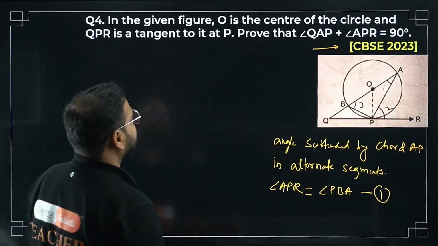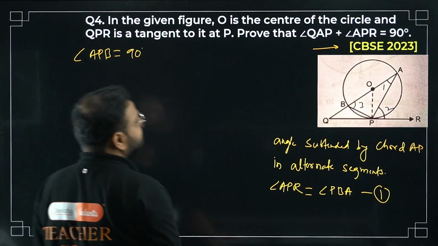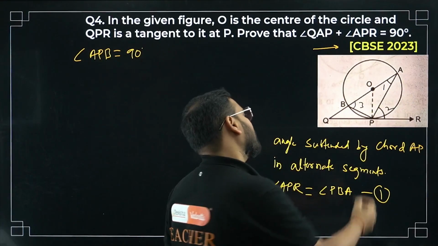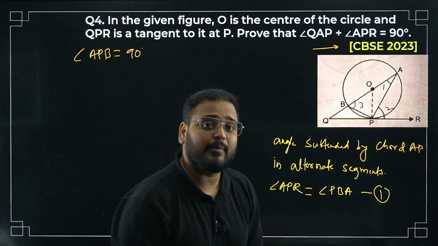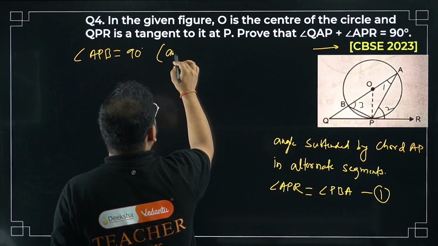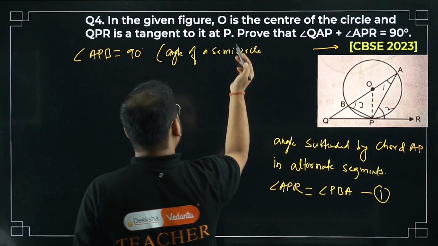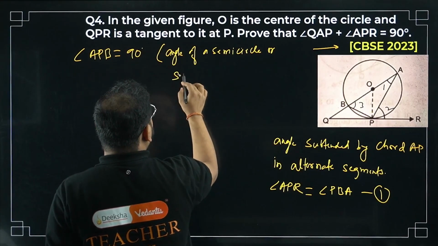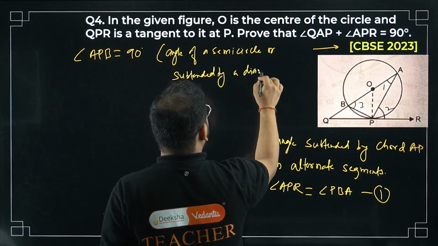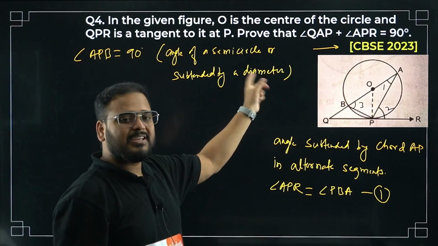We also know angle APB is 90 degrees. How come, sir? Angles on a diameter, or angles in a semicircle. Check this out. AB is the diameter, right? And the angle made on the diameter will be how much? Always 90 degrees. So you can write angle of a semicircle, or angle subtended by a diameter, is always 90 degrees.